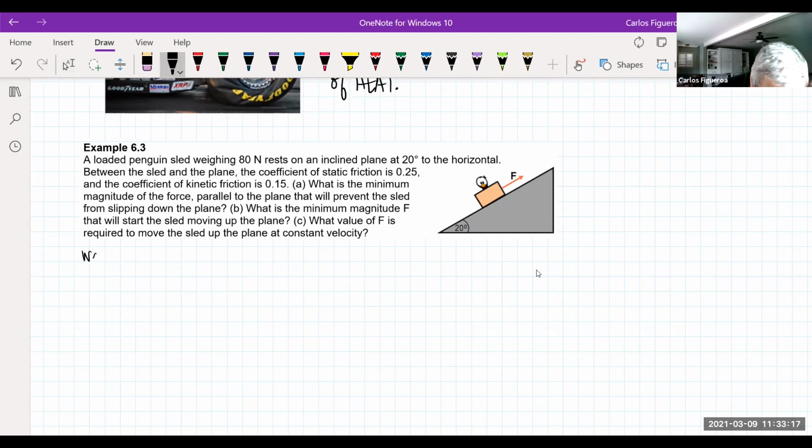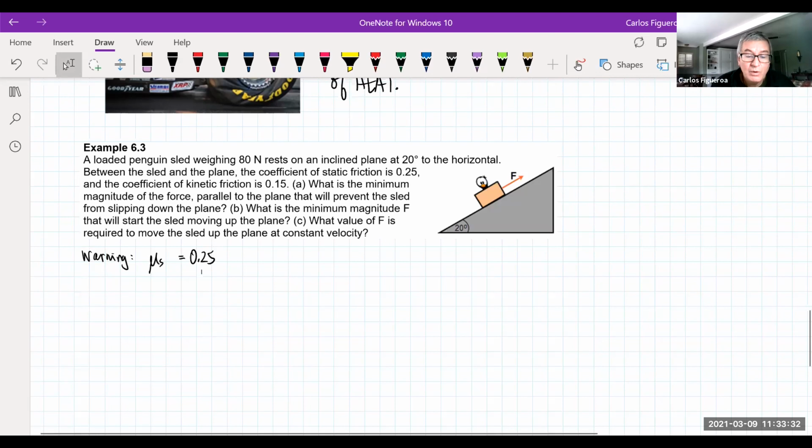Warning. They're saying this guy is equal to what? 0.25. 99% of the time, what we assume here is that they mean that that is maximum static friction. Even though they don't say it, the idea here is to assume. Now, by the way, it could be a wrong assumption. We have to do a calculation to see whether this is a wrong assumption or not.